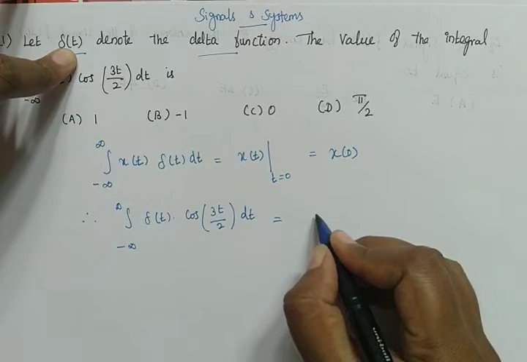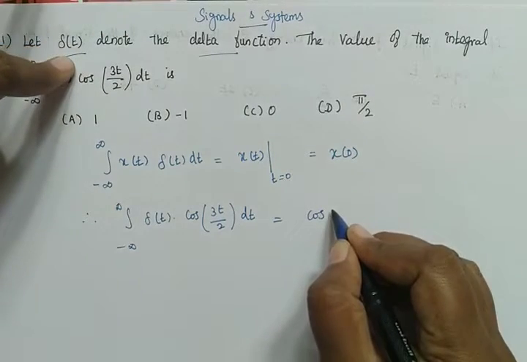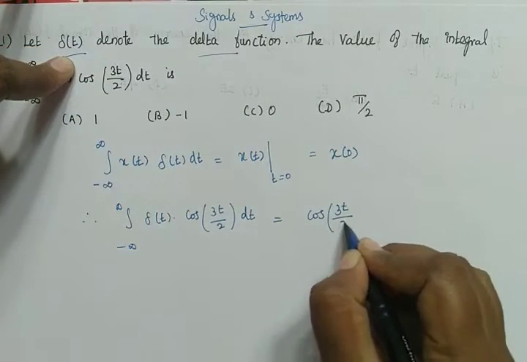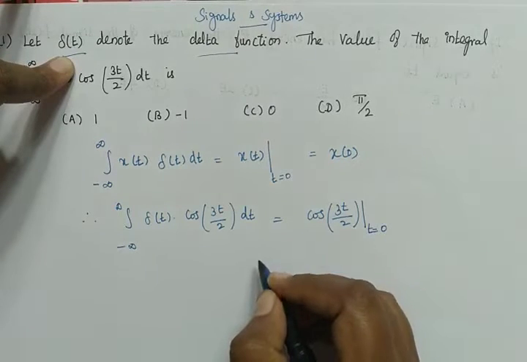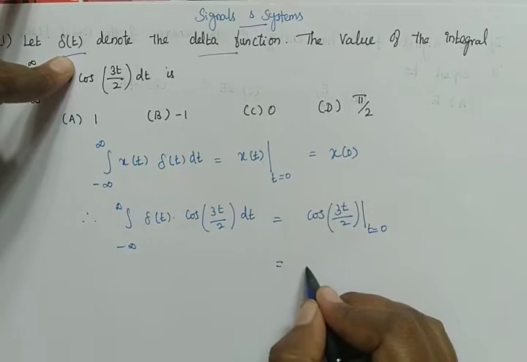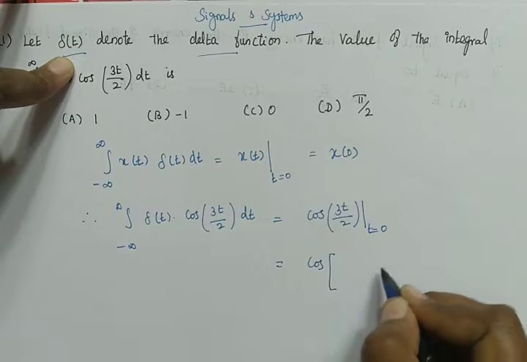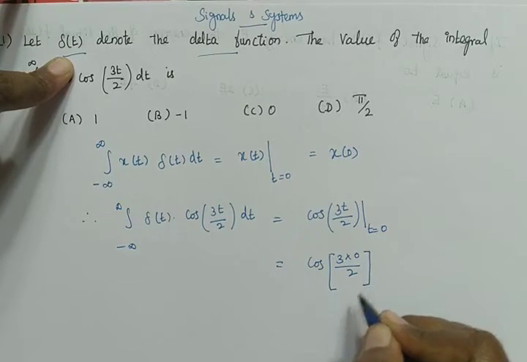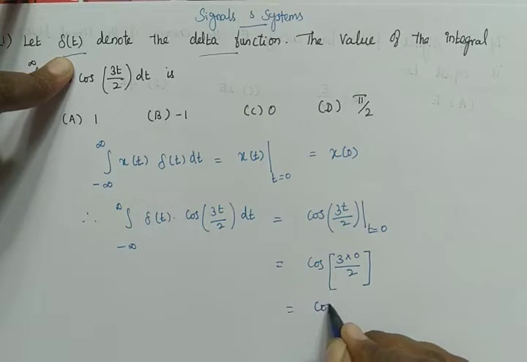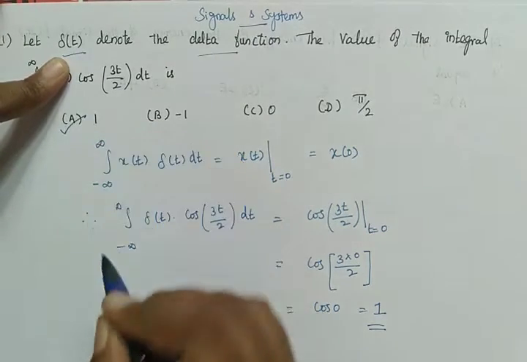So we can write this as cos(3t/2), with the limit t tending to 0. Therefore, this is equal to cos(3 into 0 by 2), which is equal to cos 0, equal to 1. So the answer for this problem is 1, option A.